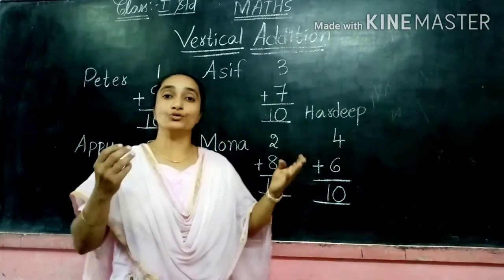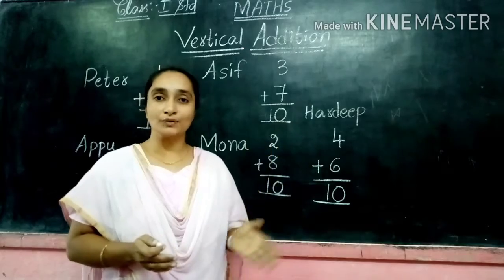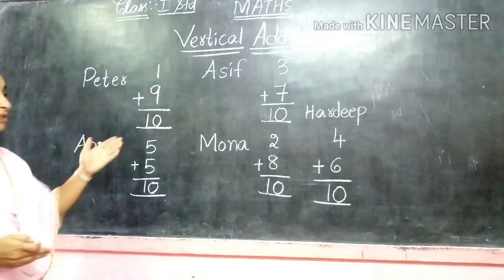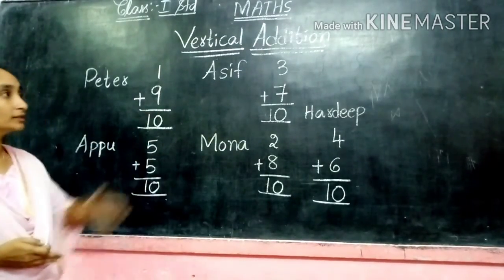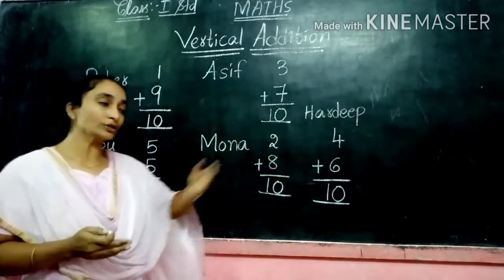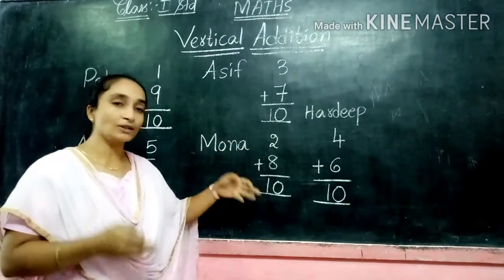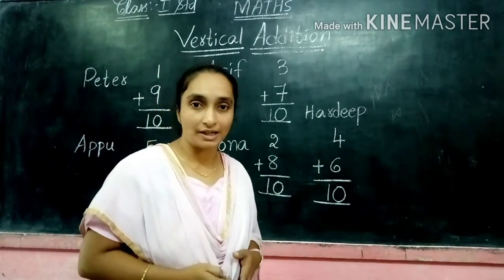Yes. So to get the answer 10, see this many methods we can write. Did you notice, children? All of them got the same answer. 1 plus 9 is equal to 10. 3 plus 7 also 10. 5 plus 5 also 10. 2 plus 8 also is 10. And 4 plus 6 also 10.